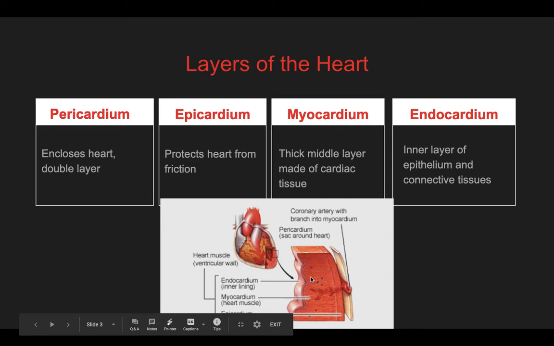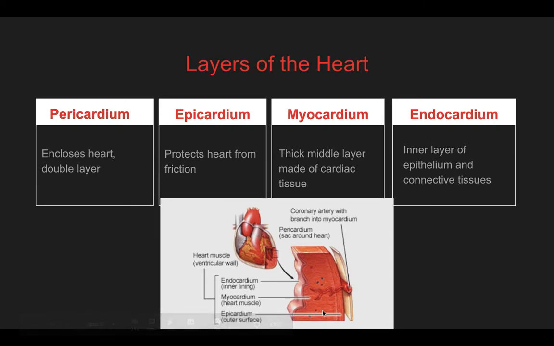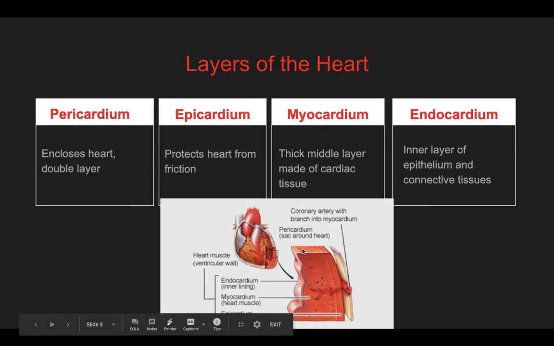Myo meaning muscle, cardiac muscle. This is going to be your thick middle layer made of cardiac tissue. So it's this right here. Your endocardium is going to be the inner layer of the heart, and it's composed of epithelium and connective tissues. So it's this inner layer of tissues right here.